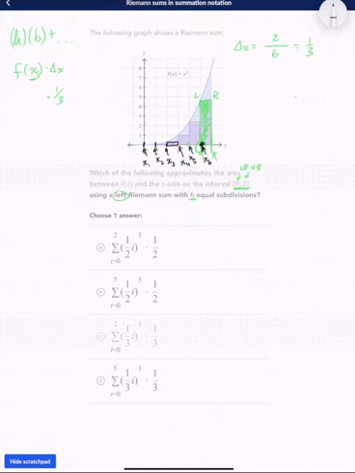So how do we find all these x's? Well, there is a template that you guys can use, and this is how I like to say it.